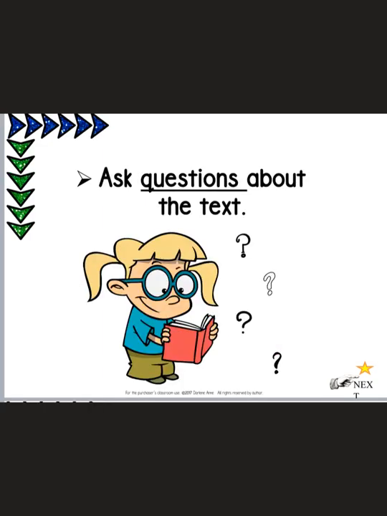Okay, this next tip might seem a little silly, but it really does work. Ask questions of the text. It doesn't hurt to write down a question that you might have because it often will pop up as a question at the end of the passage. Ask questions like, what does that word mean? Where did he come from? And often it'll also be answered later in the passage.